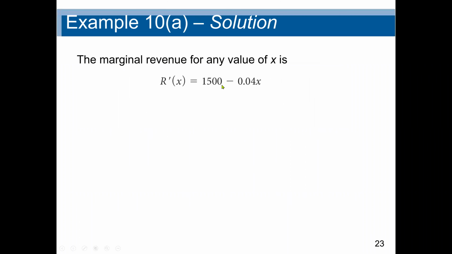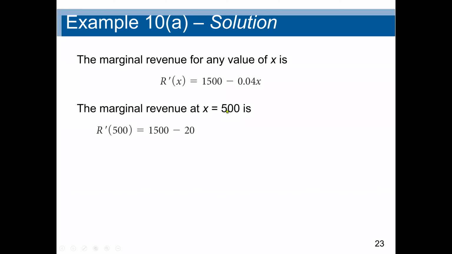So now we know the derivative of the function. We just have to plug the 500 in. So 500 times 0.04 will give me 20. So our answer will be $1,480 per unit. So first find the derivative, and second, for the marginal revenue at S equal to 500, we substitute 500.